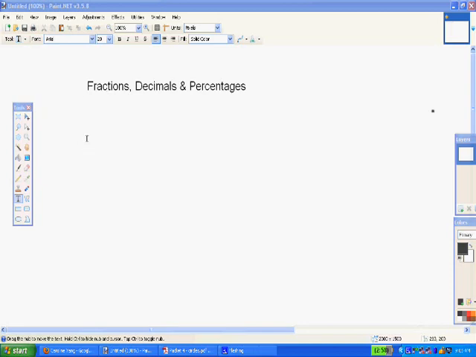Today we're going to review fractions, decimals, and percentages. We're going to talk about what fractions mean, and then we're also going to talk about how to go from fractions to decimals, decimals to percentages, and any sort of combination that you can think of. Go ahead and title your notes fractions, decimals, and percentages.